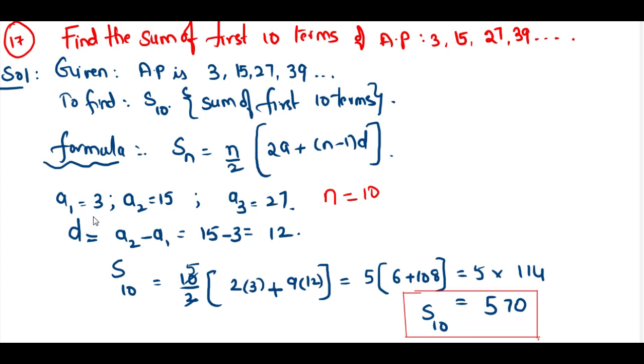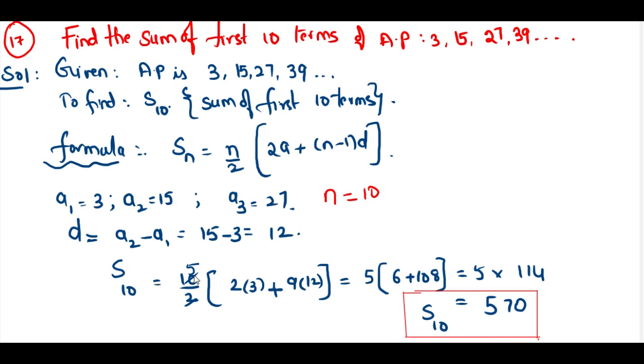Okay, first term is 3, second term is 15 and the third term is 27. Why do we need to write these separately? Because we are going to find the value of d. How do you get the d value? a2 minus a1 will give the d value. So what is the a2? 15 minus 3, that is nothing but 12 is the d value. Now we have n value, now we have a and also we have d.